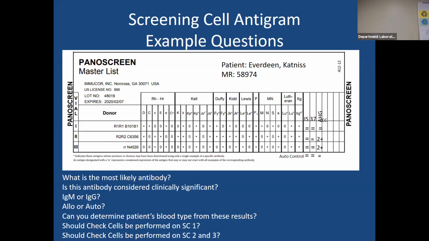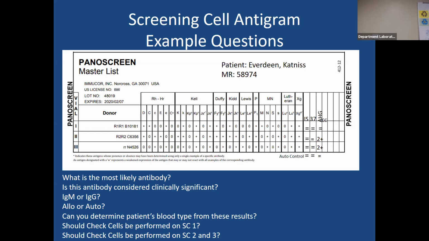And then as we get further in, we'll start looking at strengths of reaction as well. So you might have some 1+, 2+, and 3+ over here. They might not all be the same reaction strength. That could indicate dosage. That could also indicate multiple antibodies present. And so that helps you identify if there's more than one thing going on in that patient.